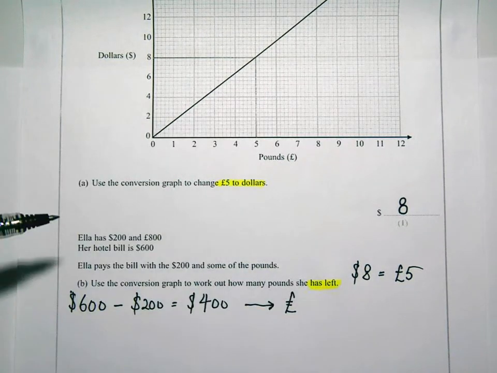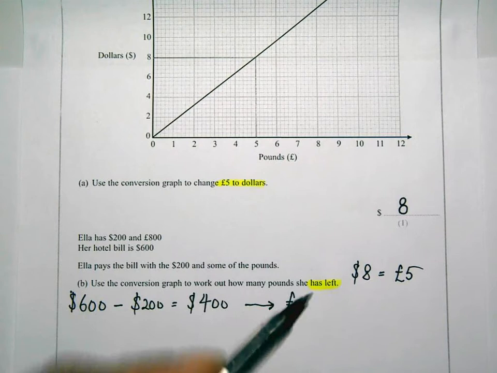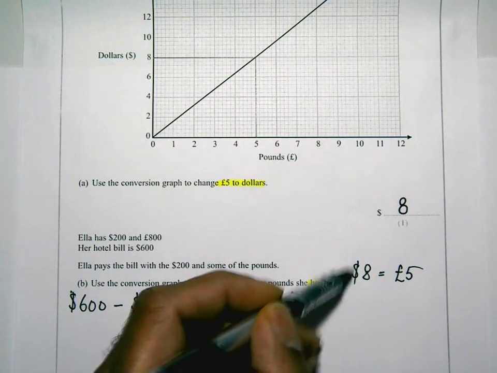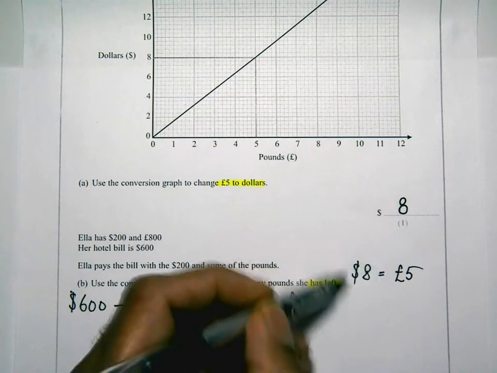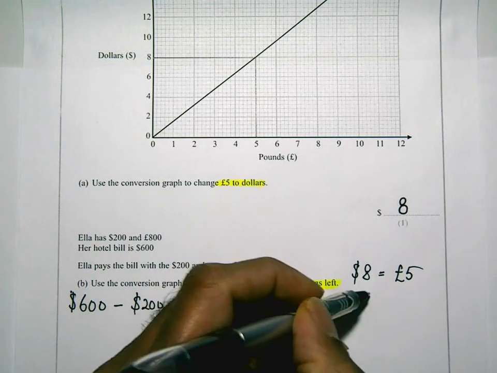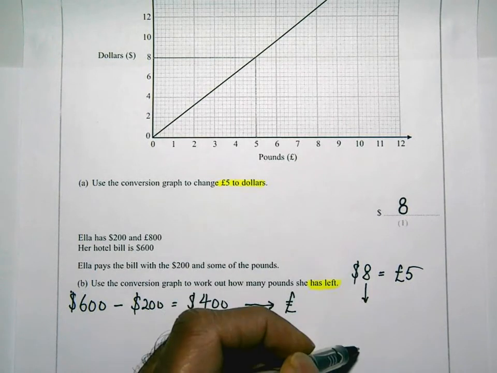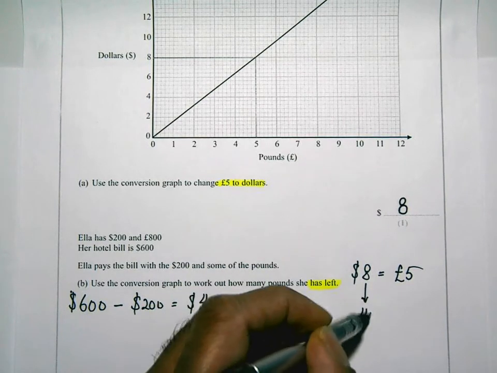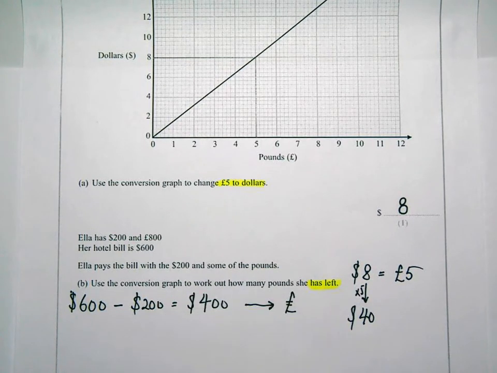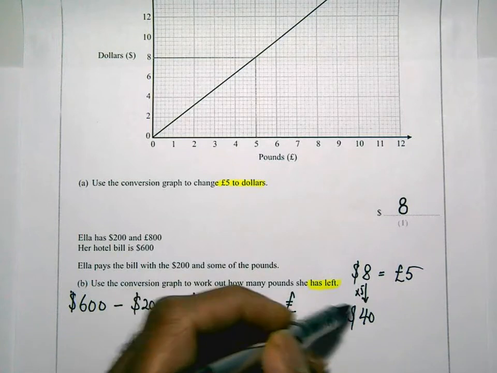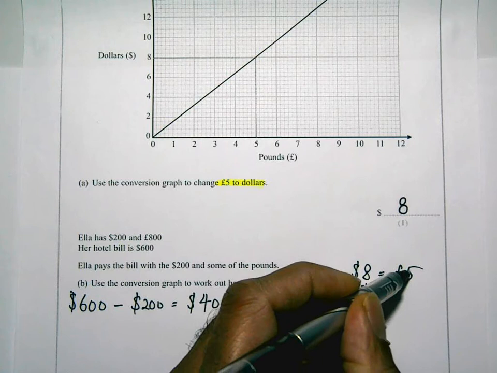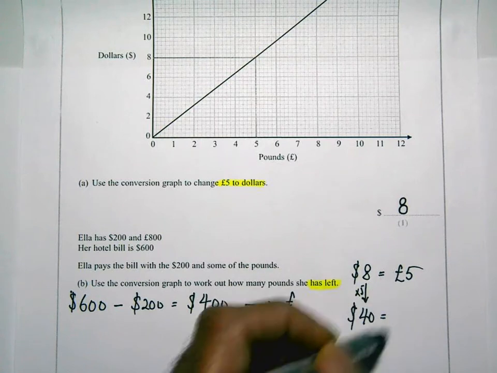Now, what I need to think about is how can I times up 8 to make 400? And what I mean by that is, I know 8 times 5 is 40. So times by 5. 8 times 5 is 40. So $40, if I times this by 5 as well, $40 is worth £25.